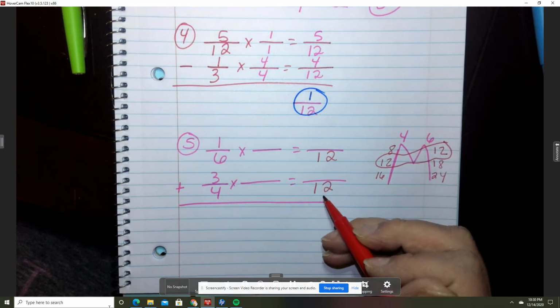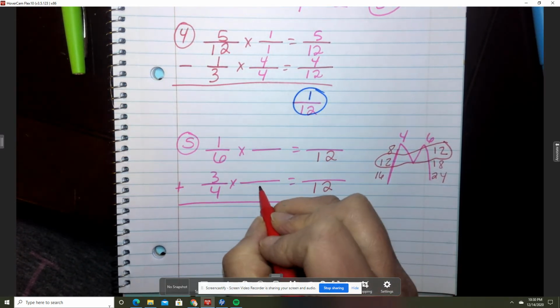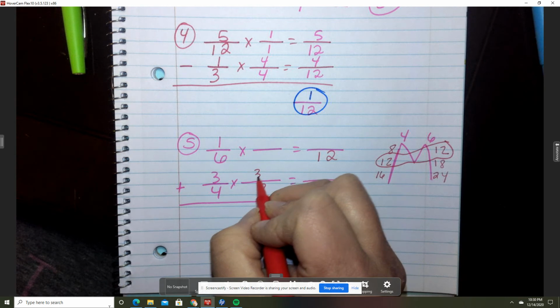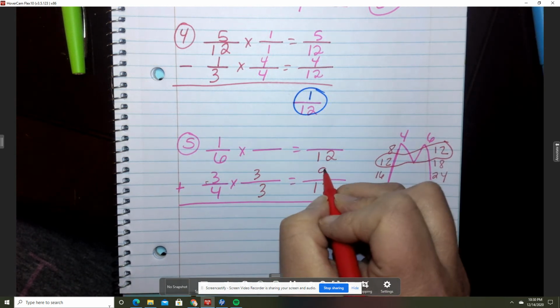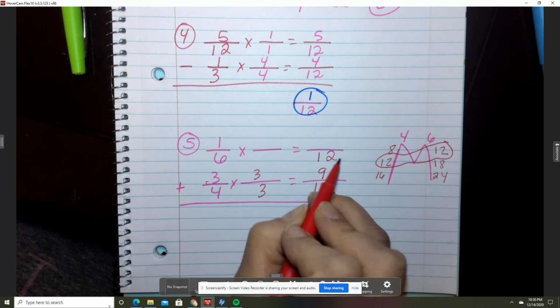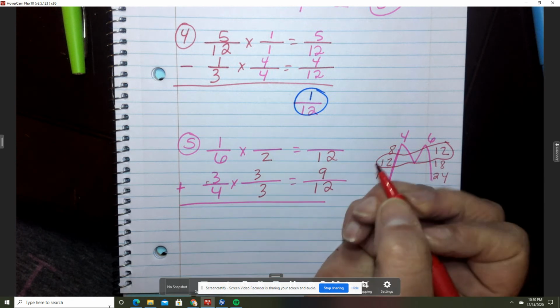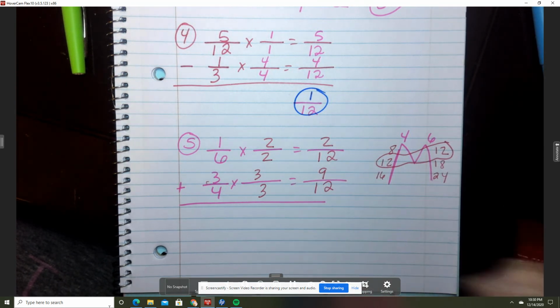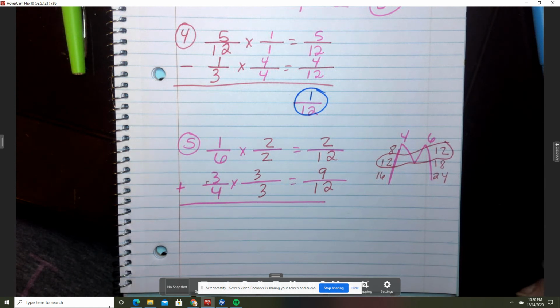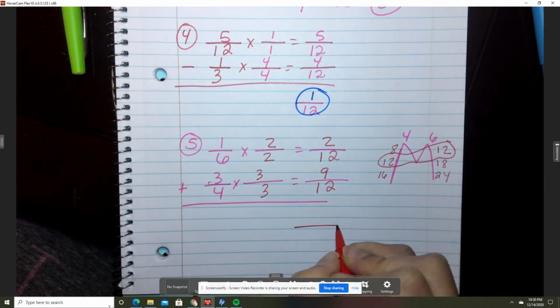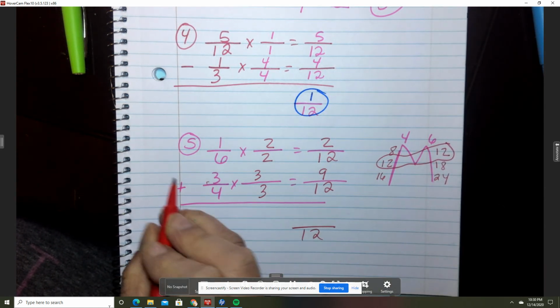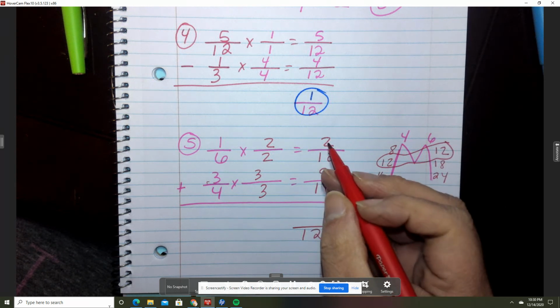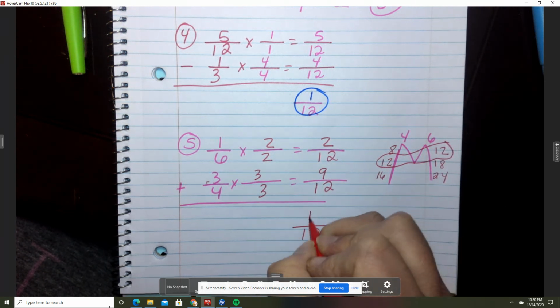All right, what did I do to 4 to get to 12? We have multiplied by 3. 3 times 3 is 9. What did I do to 6 to get to 12? You multiplied by 2. Same thing there. Okay, so what you do to the bottom, you have to do to the top. Now you're ready to add, because we've got to add here. Then 2 plus 9 is 11.